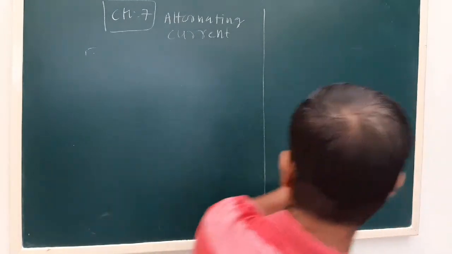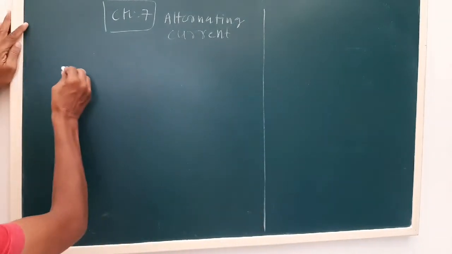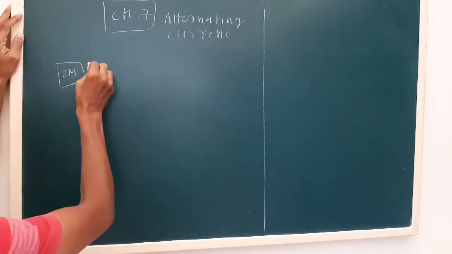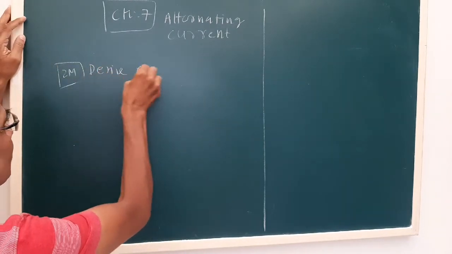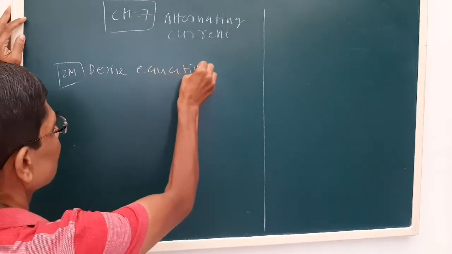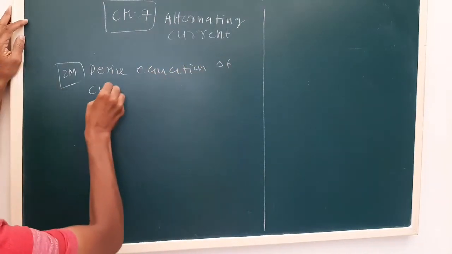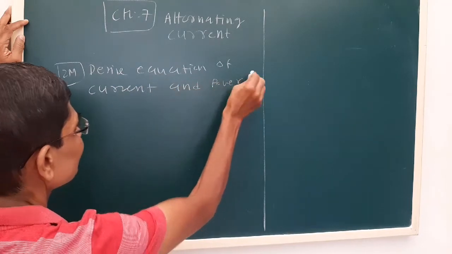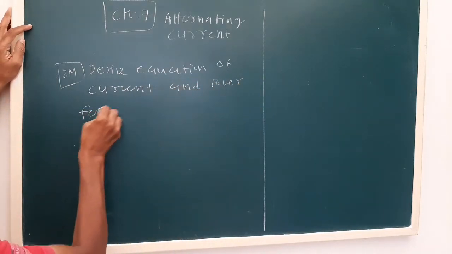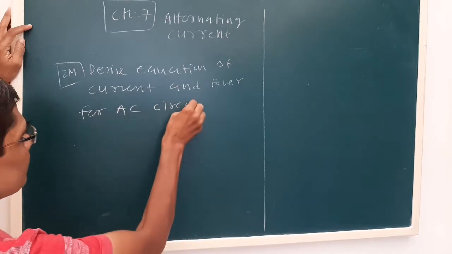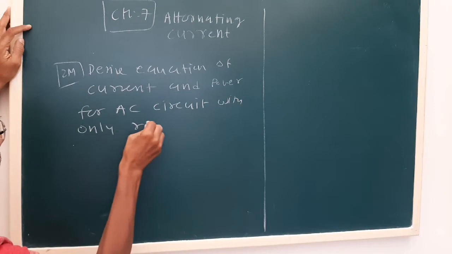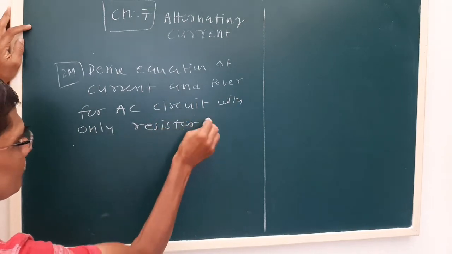So we start with the AC circuit with only a resistor. This can be asked as a 2-mark question: derive the equation of current and power for an AC circuit with only a resistor.